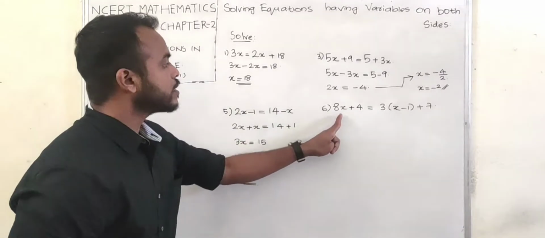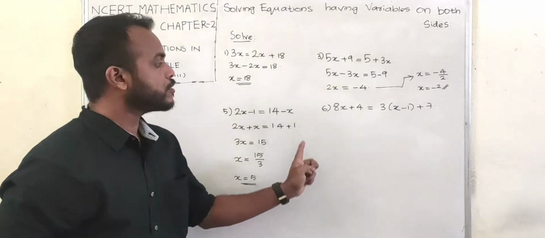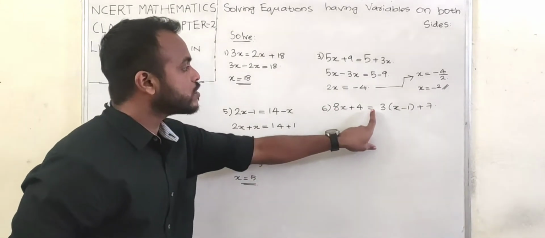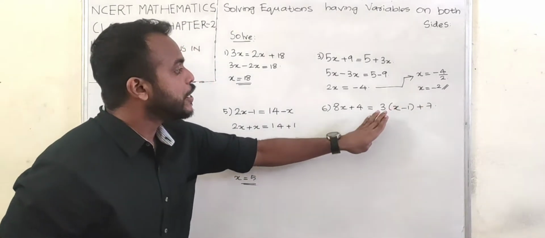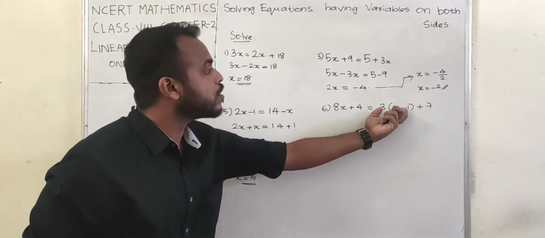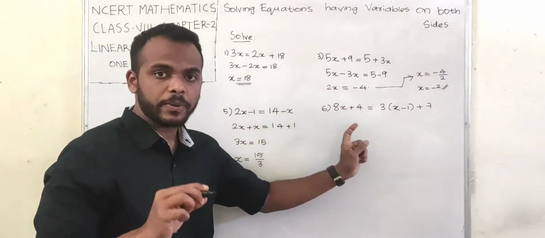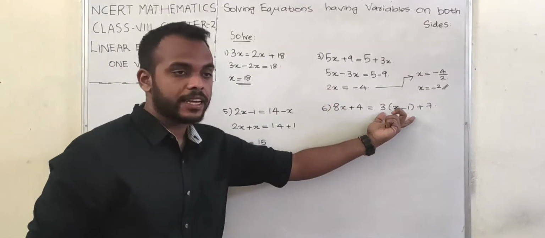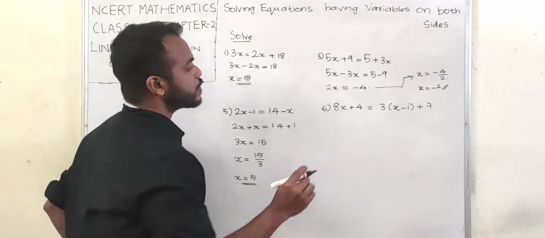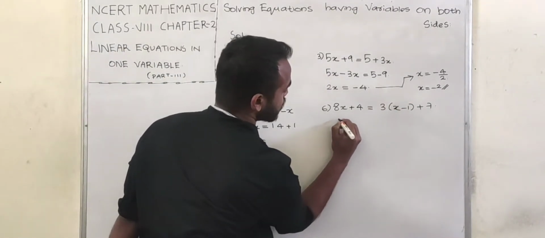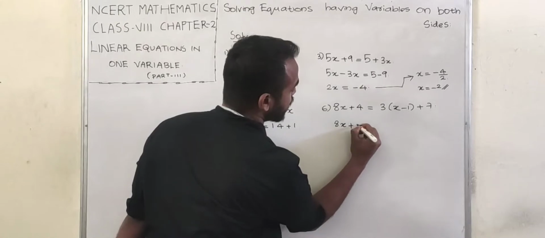Now the sixth one. The sixth one is a special question. So I took 8x plus 4 is equal to 3 times x minus 1 plus 7. Here you cannot take this whole thing across, or there will be confusion, without simplifying the RHS first. So first we will do the simplification of the RHS. So there is no change in the left hand side.